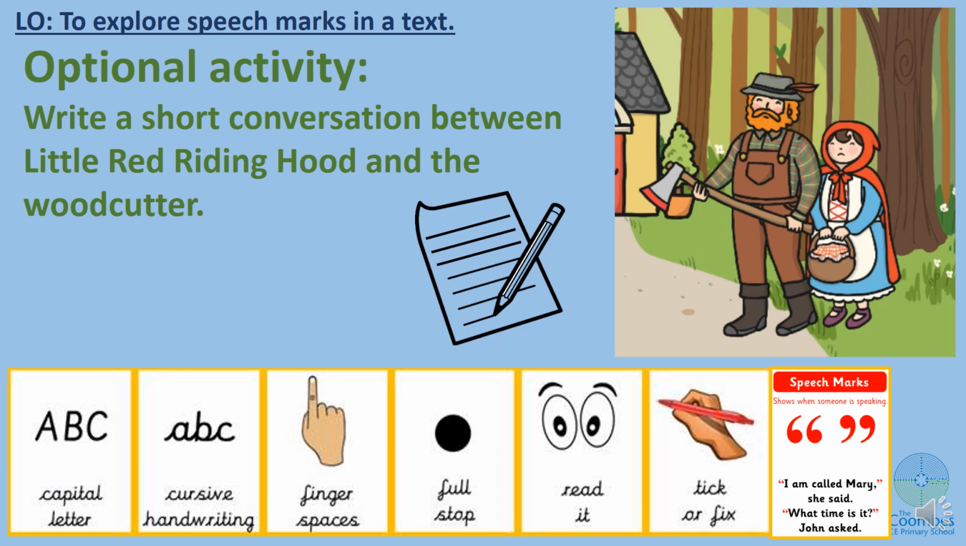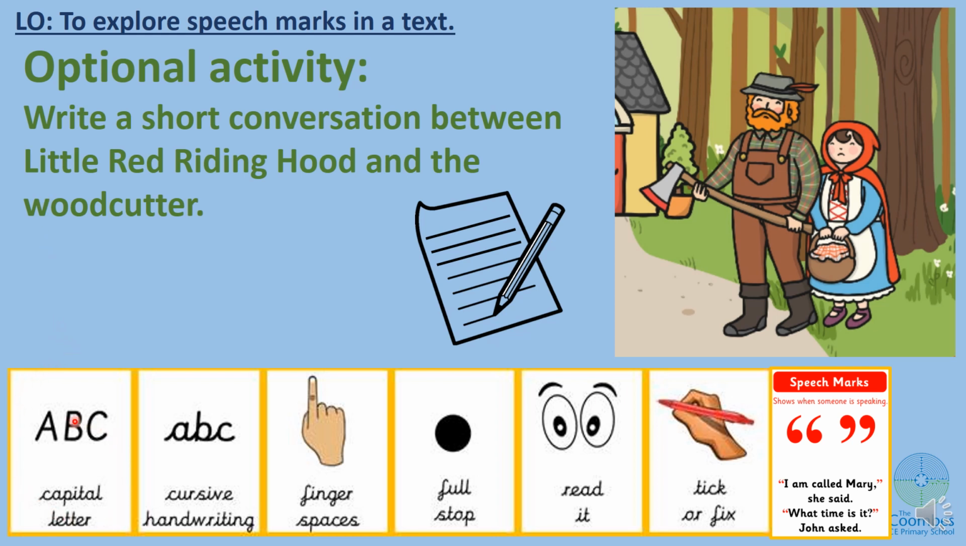So here we have an optional activity. So that's if you really want to challenge yourself, you can give it a go. So your optional activity is to write a short conversation between Little Red Riding Hood and the woodcutter, because in our story they don't actually say anything to each other, but they could have a conversation, they could talk to each other.